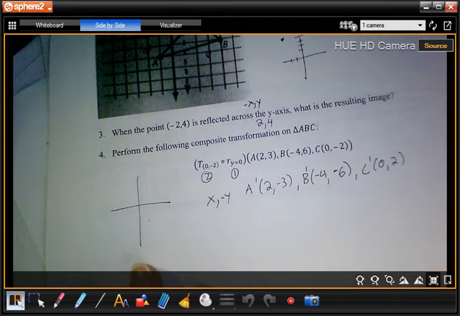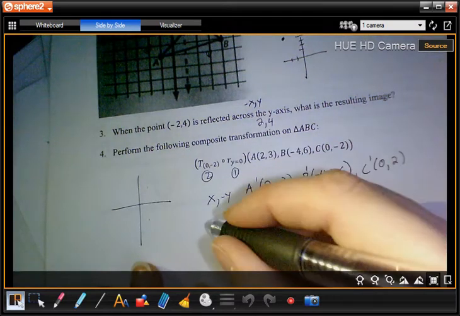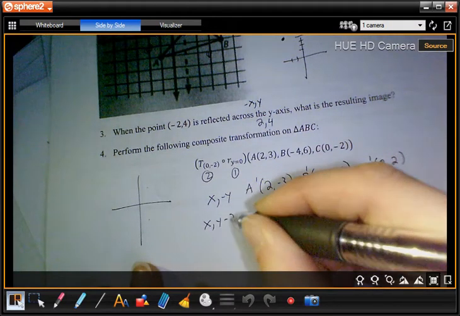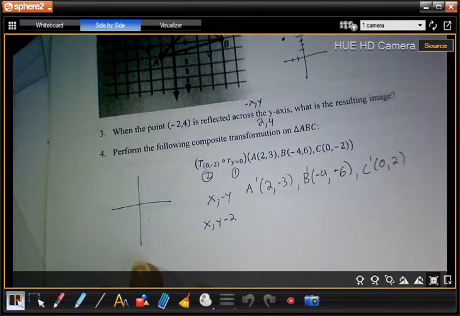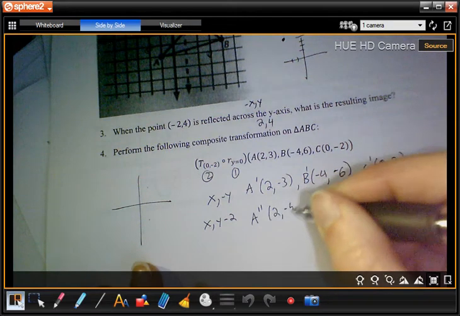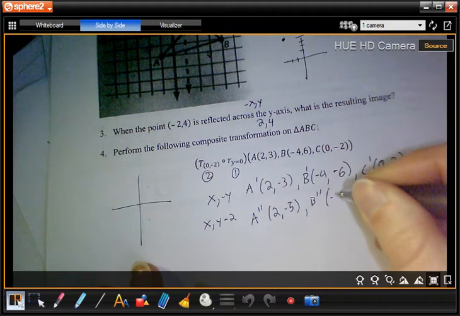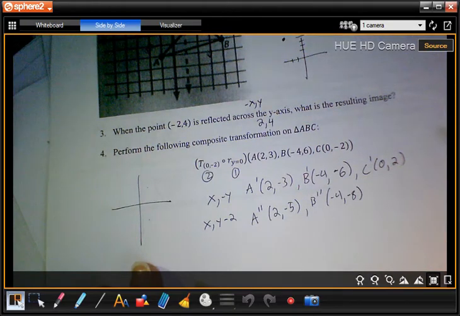Okay, once I do that, I am taking 2 away. So I'm going x comma y minus 2. I'm subtracting 2 from all the y values. So my final result should be A double prime should be 2, negative 5. B should be negative 4, negative 8. And C should be 0, 0.